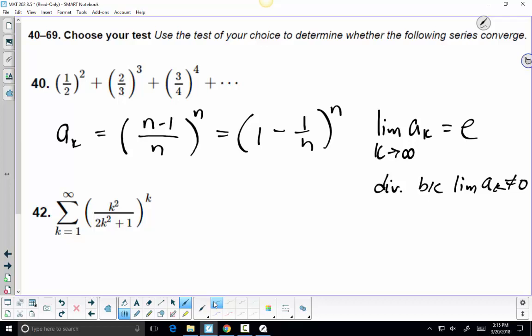So we'll get to these other two. We'll finish these up on Thursday. Yeah. Good time.